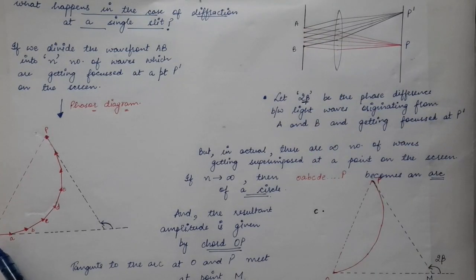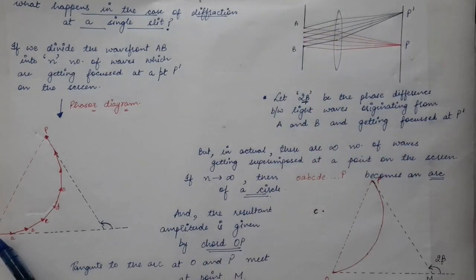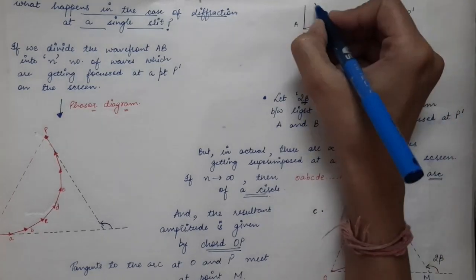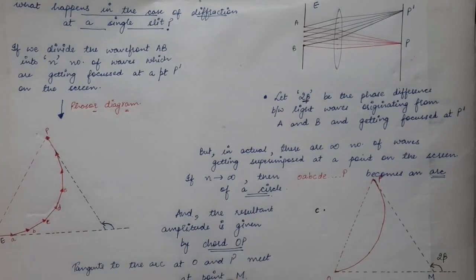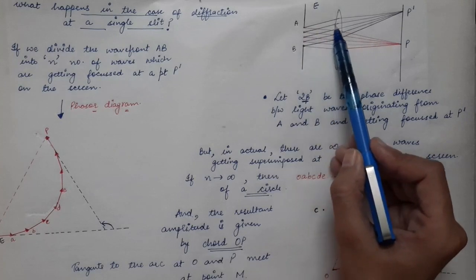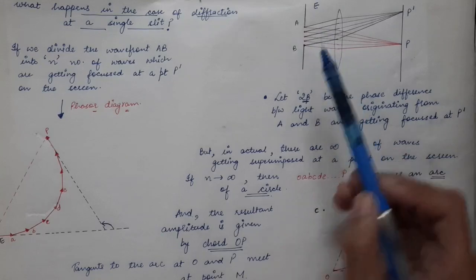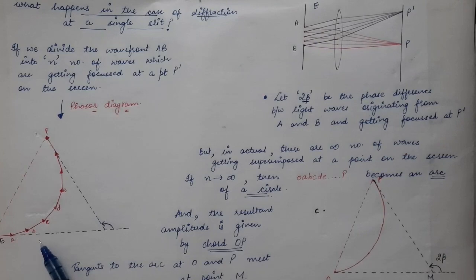The first wave, coming from point A, is represented by a vector. The length of the vector represents the amplitude. Let's say the amplitude of each wave is equal to capital E, so the length of this vector will be proportional to capital E. Then the second vector will be drawn, and this will represent the second wave getting focused at P prime point. It will have a particular phase with respect to the first, so it is inclined at a particular small angle with respect to the horizontal.